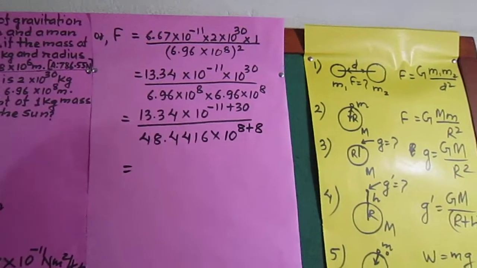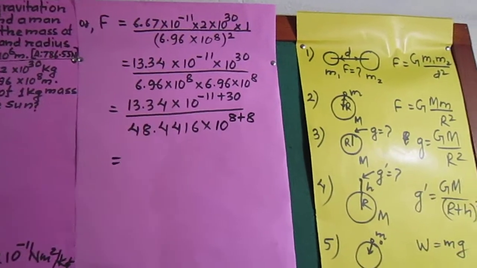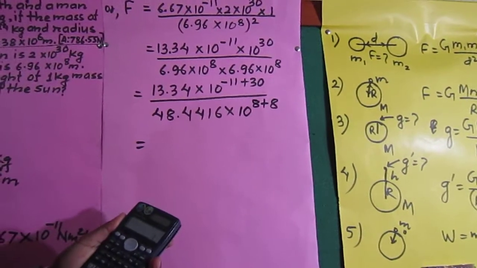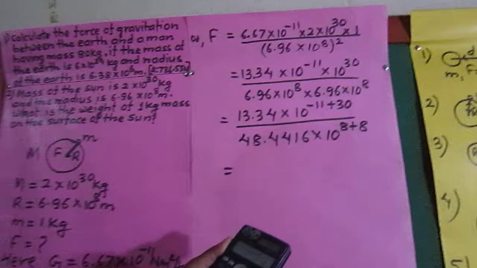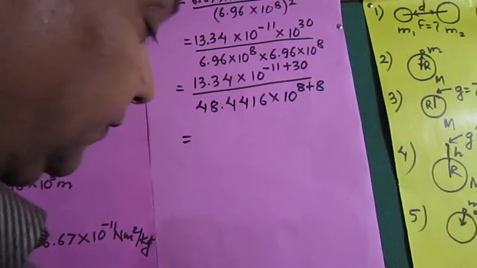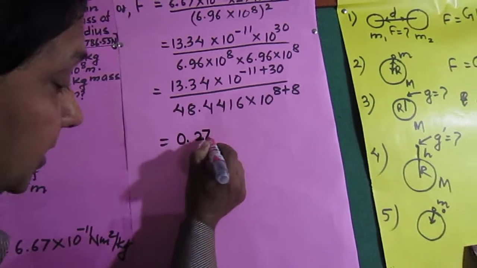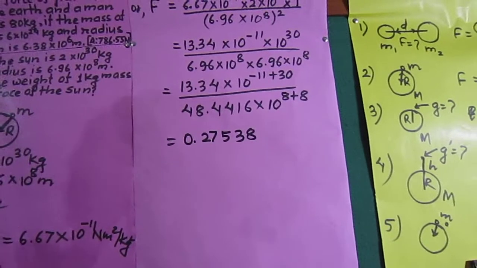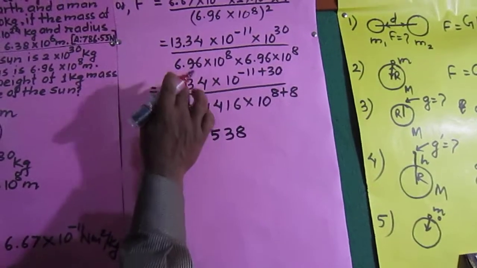Now look at this number. This number we are dividing with 48.4416. 13.34 divided by 48.4416 is equal to 0.27538. Now number is divided by number.